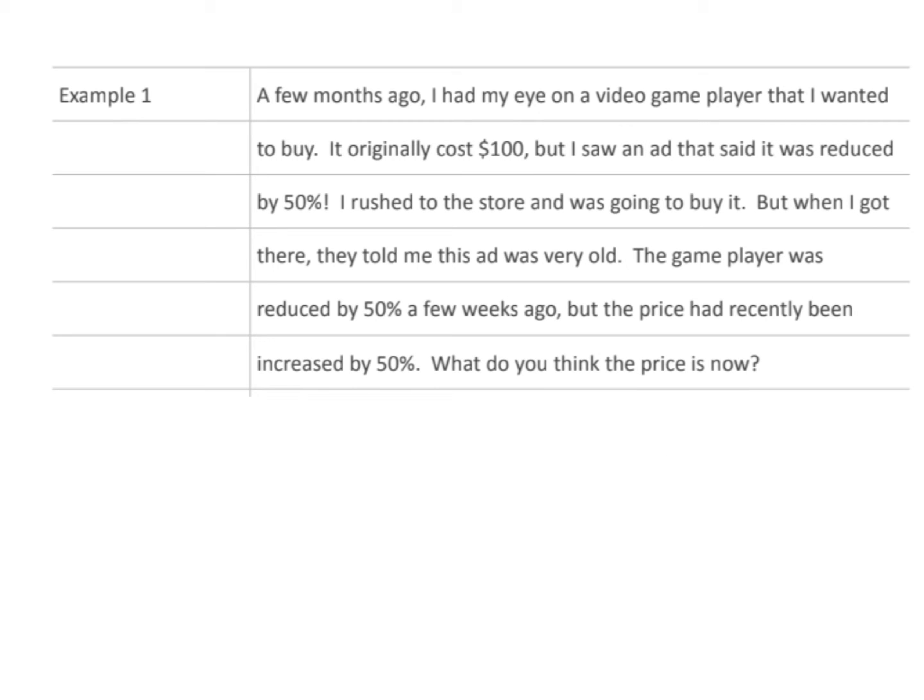So let's start with a problem where, the first two problems are just going to compare if two percentages are the same. Here's example 1. A few months ago, I had my eye on a video game player that I wanted to buy. It originally cost $100. That's our original. But I saw an ad that said it was reduced by 50%. I rushed to the store and was going to buy it, but when I got there, they told me this ad was very old. The game player was reduced by 50% a few weeks ago, but the price had recently been increased by 50%. What do you think the price is now?